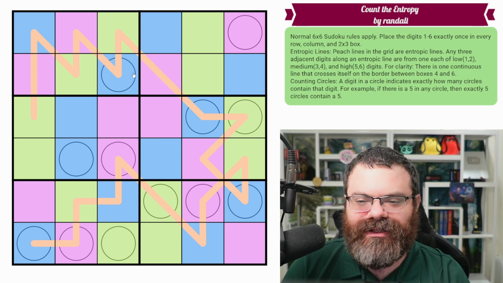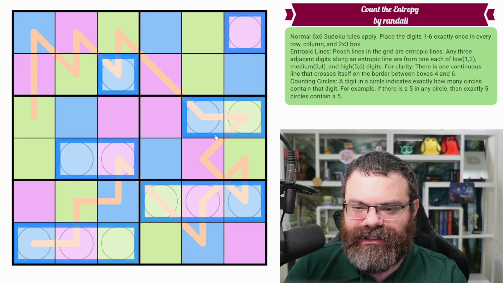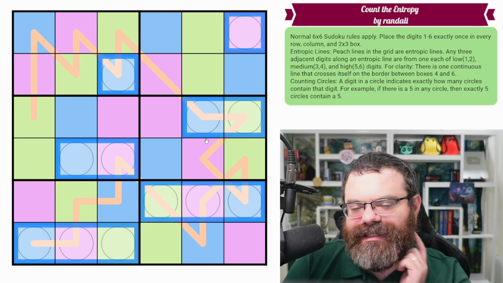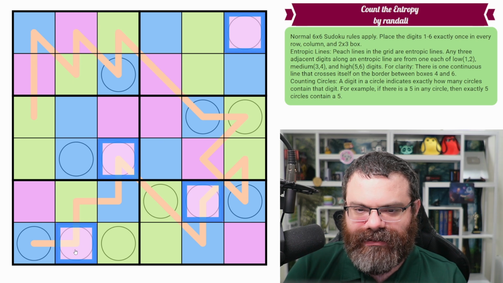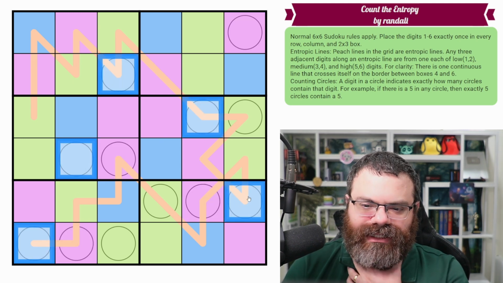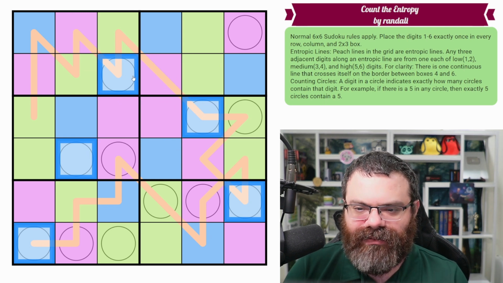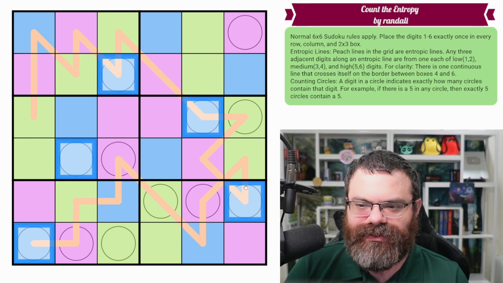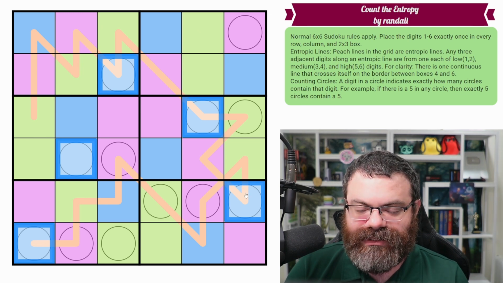So now we have to deal with the counting circles. The counting circles are going to distinguish our digits here. I think it's interesting that we're seeing, for example, that there's 3 purples. There's a significant number of blue circles, so maybe that's a good place to start. Because there are 1, 2, 3, 4, there are 5 blue circles, those could just all be 5s or 6s.